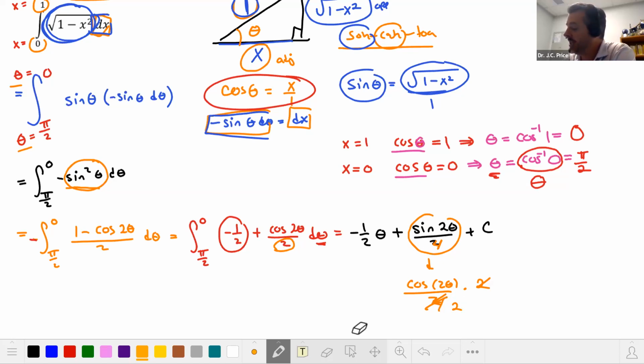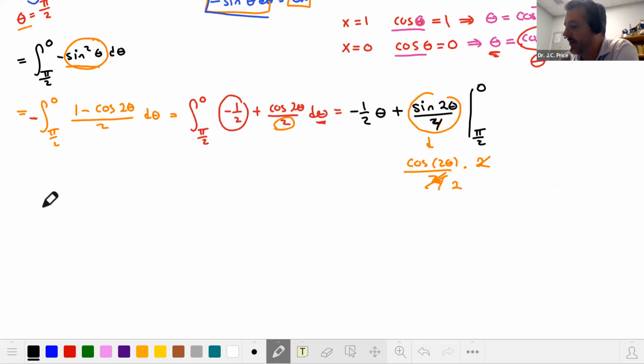But I don't need to write plus c, right? So that's my little mistake, because this is a definite integral. So I need to write evaluated from pi over 2 to 0. And now I can just do what it says. And so right here, I'll write equals. And I'm going to plug in my 0. So I'll go nice and slow here.